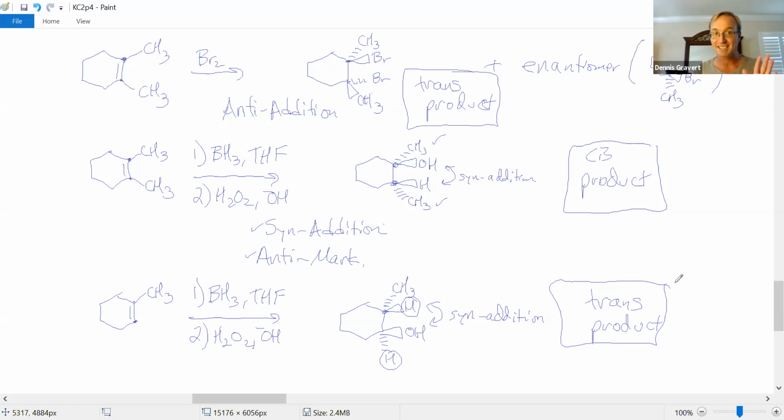So syn addition, does that always mean cis product? Nope. Anti-addition, does that always mean trans product? Nope. Maybe for Br2, because Br2 is always identical groups. But there are other anti-addition reactions. Halohydrin formation, for example. So be a little careful. That's why there's 2 sets of terms. That's plenty for today. Thanks for watching.